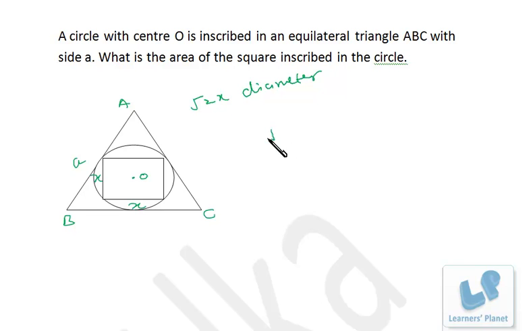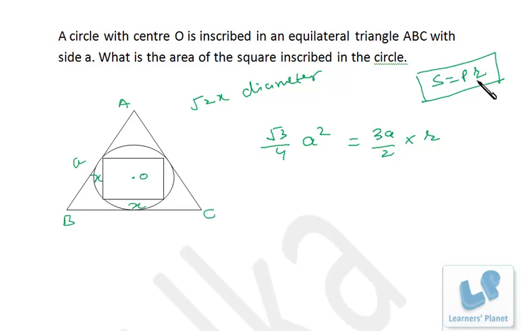Area of this equilateral triangle will be given by root 3 by 4 A square. In other terms, area of this equilateral triangle in terms of radius is semi-perimeter into inradius. So semi-perimeter will be A plus A plus A by 2, that is 3A by 2 into inradius, right? That is the formula. Okay, for any triangle, semi-perimeter into inradius is the area of that triangle. In this case it is an equilateral triangle, and direct formula for its area is root 3 by 4 A square. So both of them will be equal.